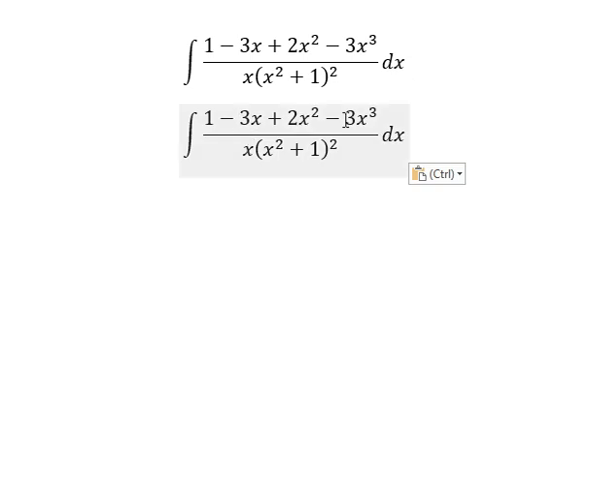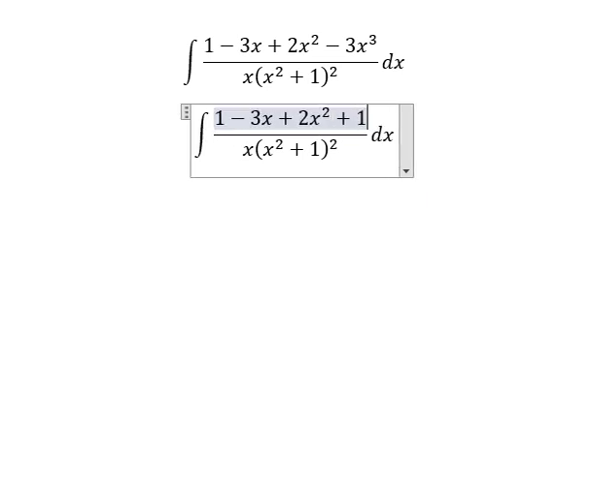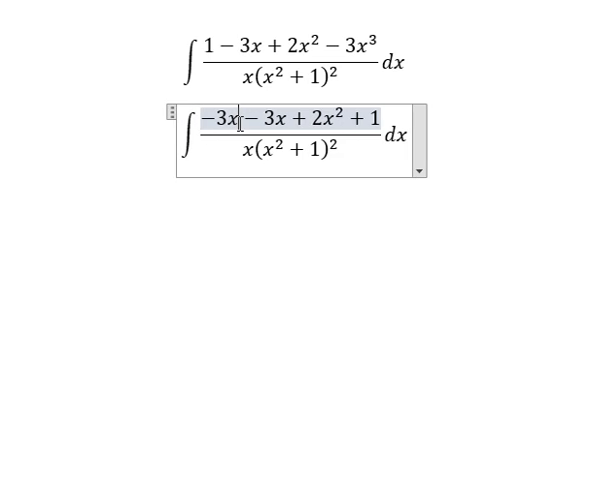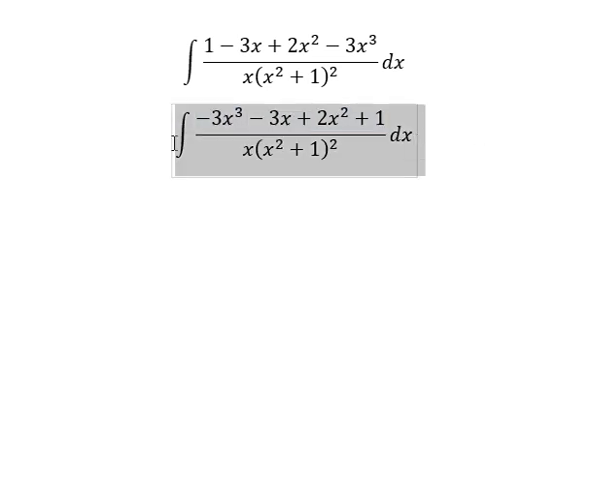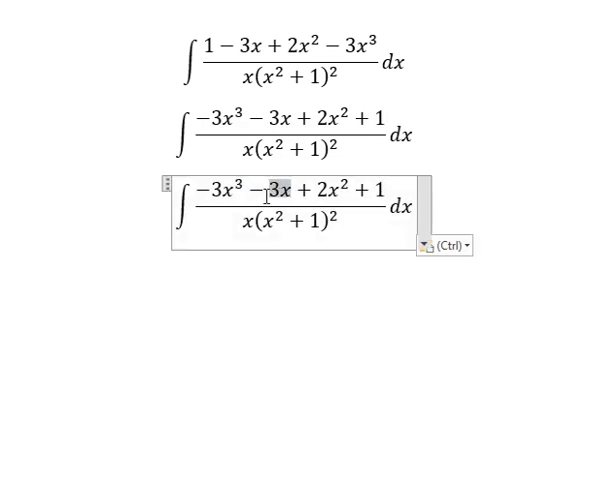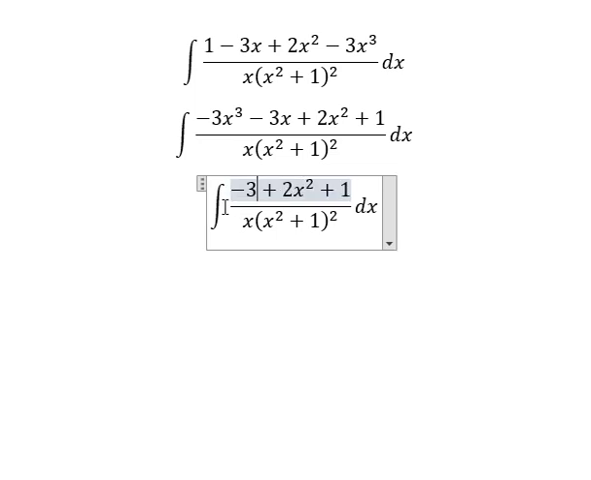So I will put negative 3x to the power of 3 to the left. Number 1 will go to the right. Next, we can do factorization by negative 3x.